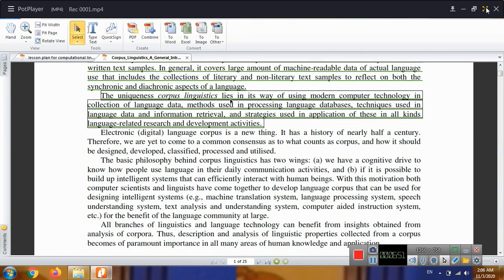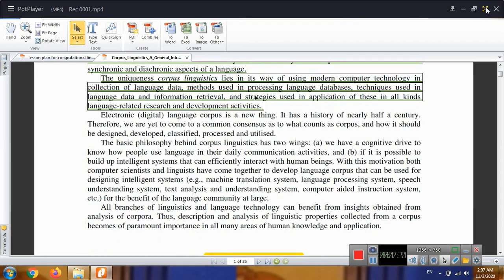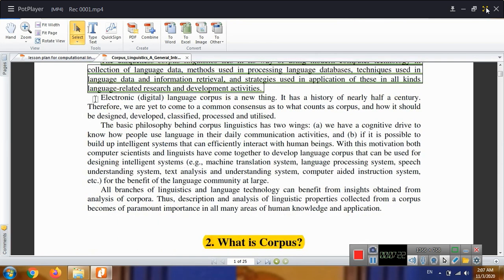The uniqueness of Corpus Linguistics lies in its way of using modern computer technology in collection of language data, methods used in processing language databases, techniques used in language data and information retrieval, and strategies used in application of this in all kinds of language-related research and development activities. I repeat it again to pay attention to this matter.